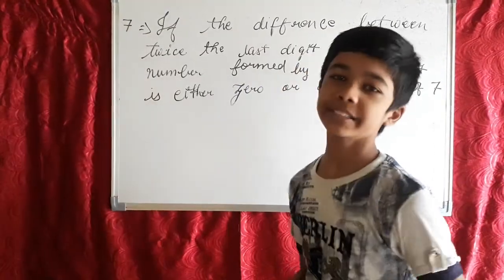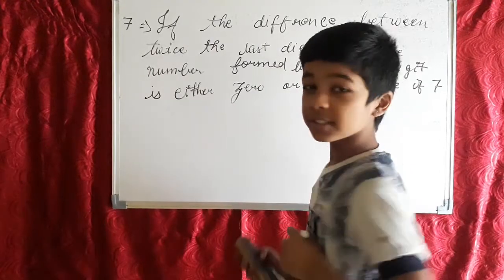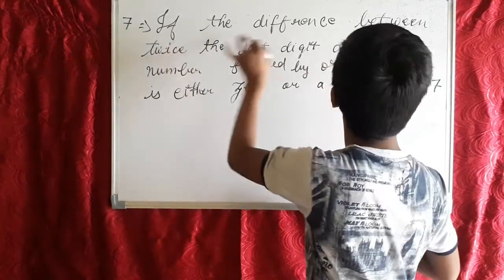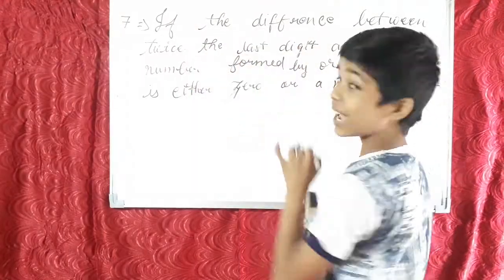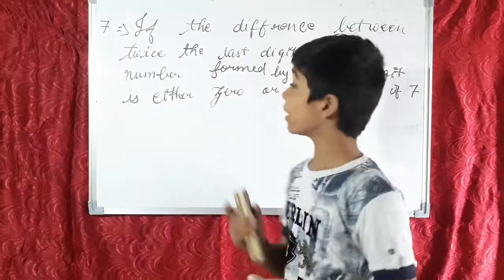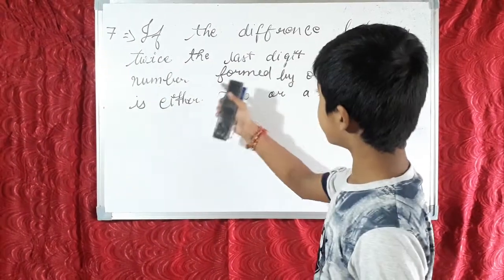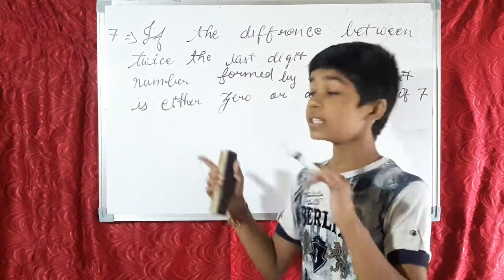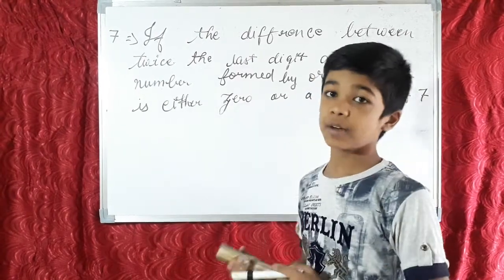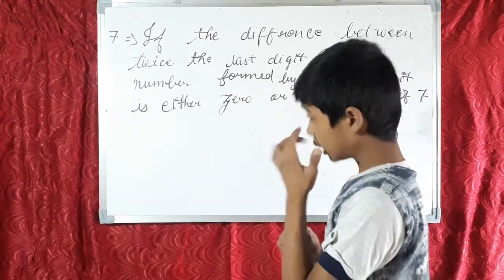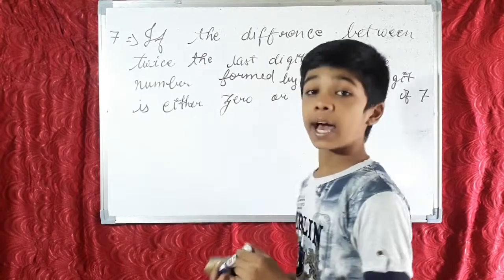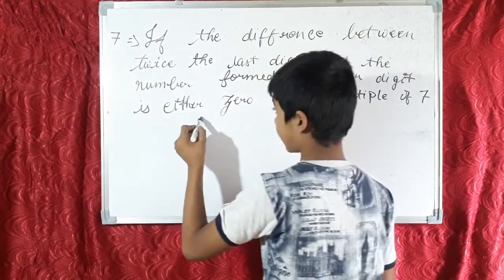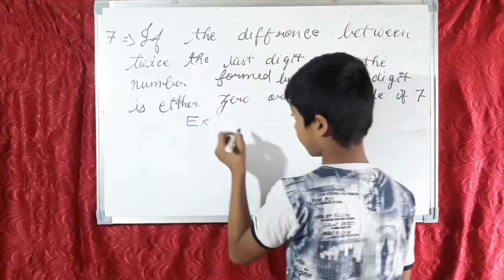Friends, now let's see our 7th divisibility test. What is our 7th divisibility test? If the difference between twice the last digit and the number formed by the other digits is either 0 or a multiple of 7, the number is divisible by 7. Okay. So we will see an example.